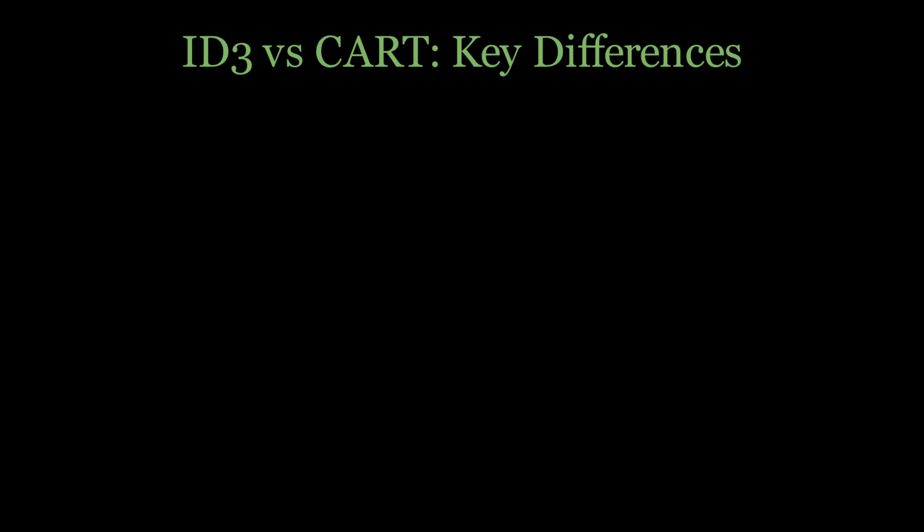In summary, ID3 is a great choice for simple classification tasks with categorical data, while CART is a more versatile algorithm that supports numerical data and pruning. Understanding these differences helps in choosing the right decision tree for a given problem.